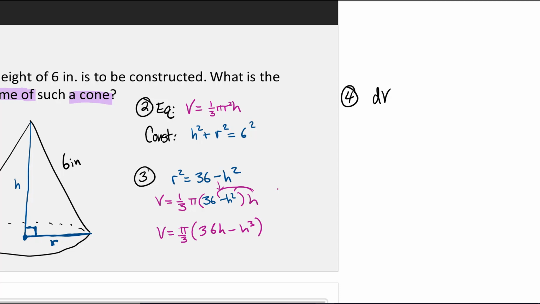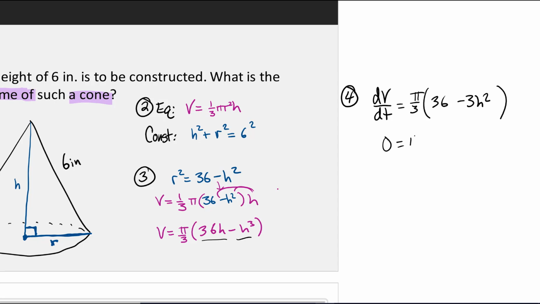So dV/dh from down below. Well, I think this constant's just going to go along for the ride. Now we're going to take a derivative on 36h, and that's going to be what? 36. Now let's take a derivative on negative h cubed. That's going to be what? Negative 3h squared. Let's go. And now we're setting this thing equal to what here? We're just going to set this equal to 0.